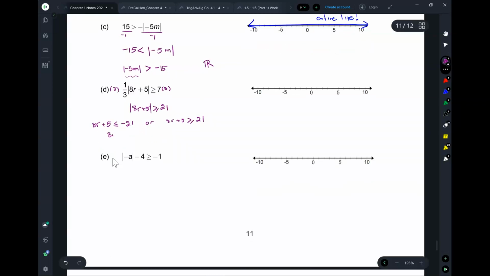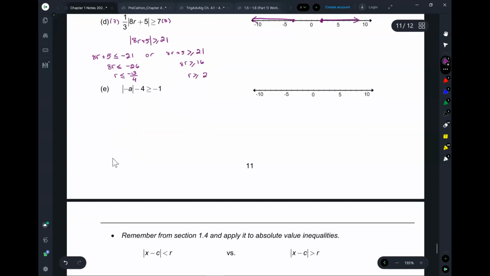When I subtract 5, I get negative 26. r is less than or equal to negative 13 over 4. Here, 8r greater than or equal to 16, r is greater than or equal to 2. So, r greater than or equal to 2, or less than or equal to negative 13 over 4. That's about negative 6 1/2. So there.